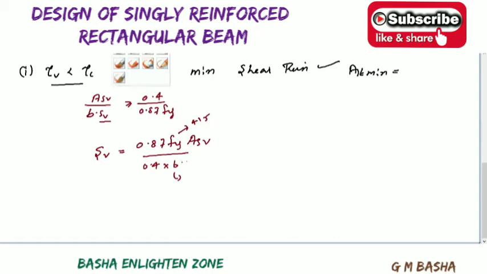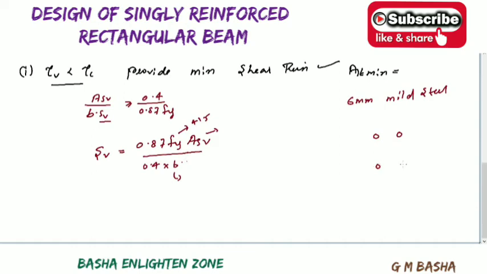And again, what about this Asv? So for stirrups generally we are using 6 mm, which is mild steel. If you want to use 8 mm, that is HYSD, again in terms of 415 or 500. So here we are using mild steel 6 mm, that too two-legged. So already we know what two-legged is.